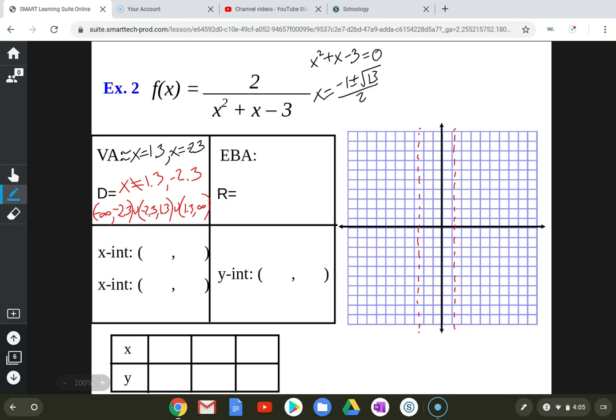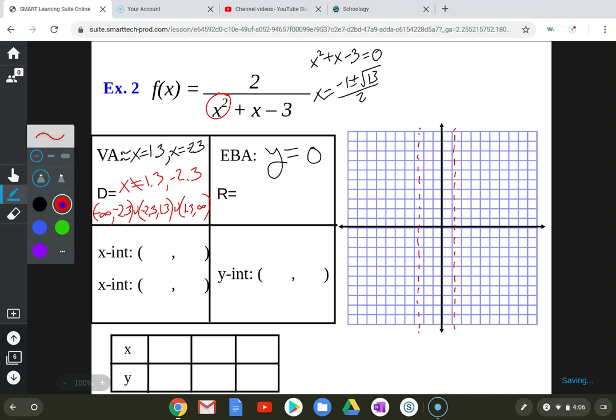End behavior asymptote. We have the greater degree on the bottom. When the greater degree is on the bottom, you have an automatic end behavior asymptote of y equals 0. So if we plot this, it would be right along the x-axis. We have an end behavior asymptote.